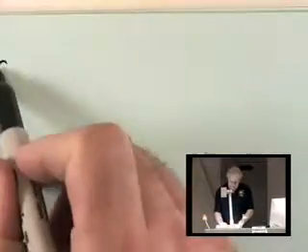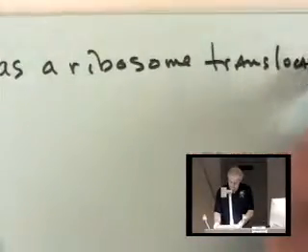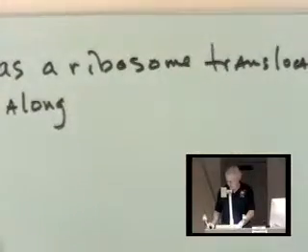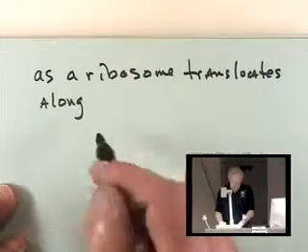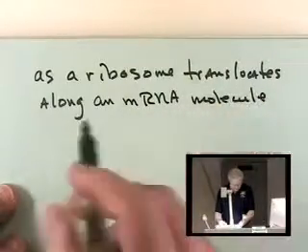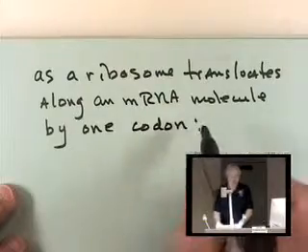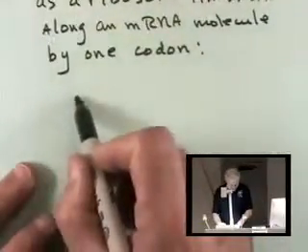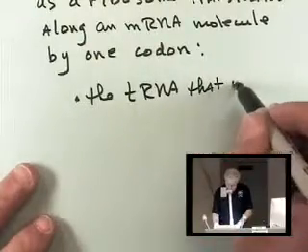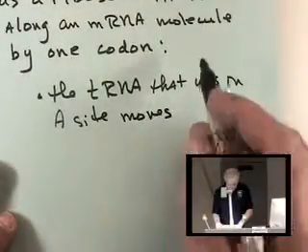Transfer RNA. So, as a ribosome translocates along an mRNA molecule by one codon, so we drew it associated with a single codon, what happens is the tRNA that was in the A site moves to the P site.